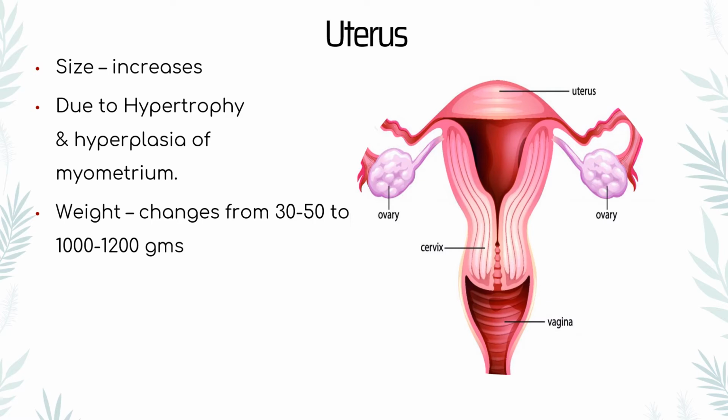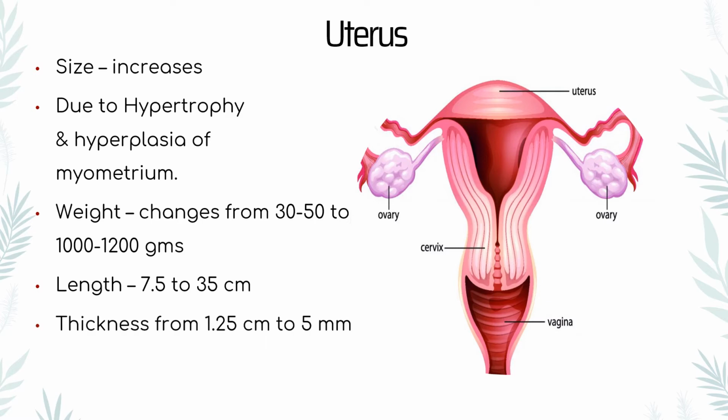Weight increases from 30 to 50 grams to 1000 to 1200 grams. Length increases from 7.5 centimeters to 35 centimeters at term. Thickness of the wall of the uterus decreases from 1.25 centimeters to only 5 millimeters at term, and the fetus can be palpated through it.